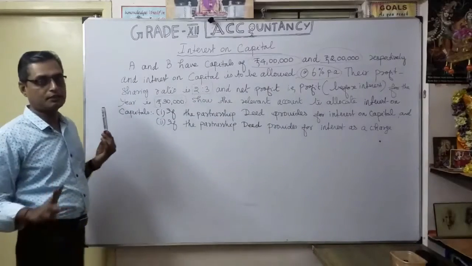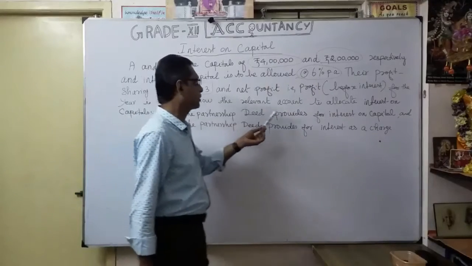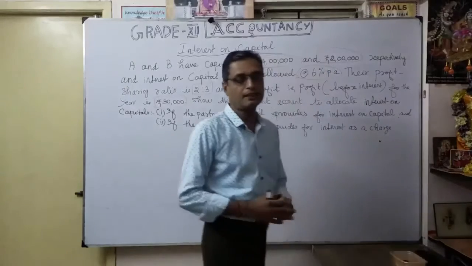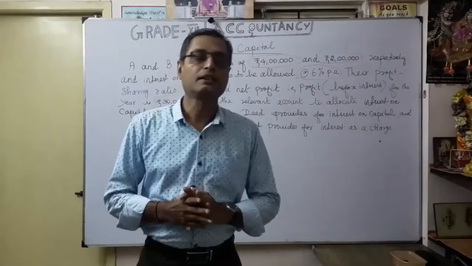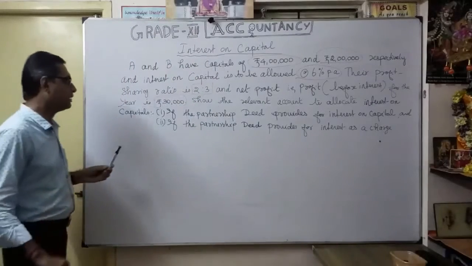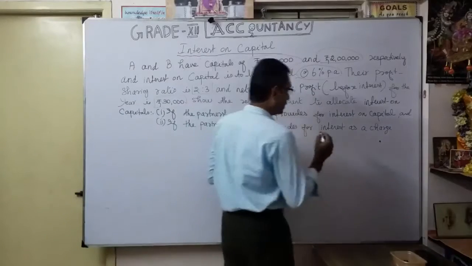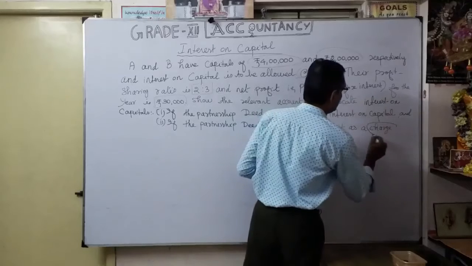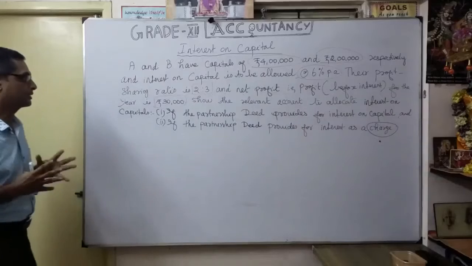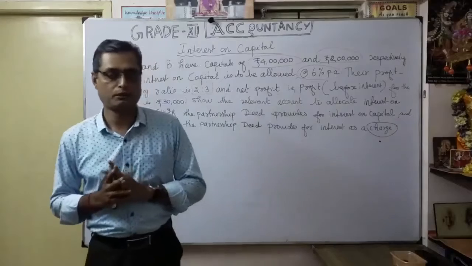So they have given two instructions. How are we going to do it? First, if the partnership deed provides for interest on capital, clearly mentioning that you have to provide interest on capital, how are we going to calculate? That is one aspect. Second aspect, if the partnership deed provides for interest as a charge. This word, as a charge, is very important. Now we are going to do the first situation, if the partnership deed provides for interest on capital.